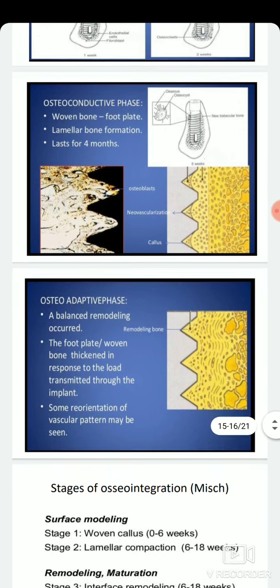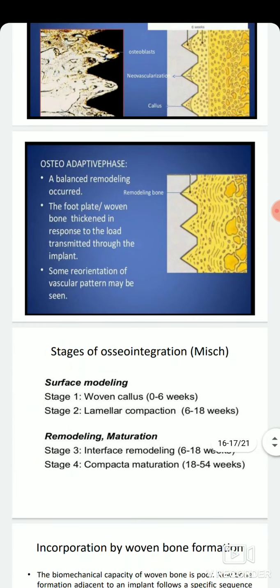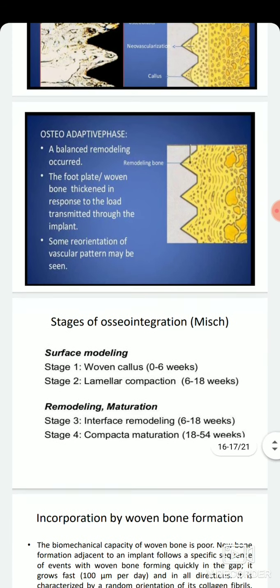The osteoadaptive phase is the last phase, where balanced remodeling occurs. The thickened woven bone responds to the load transferred through the implant, and there will be reorientation of the vascular pattern which may be seen.